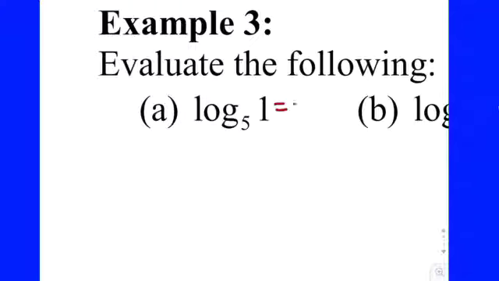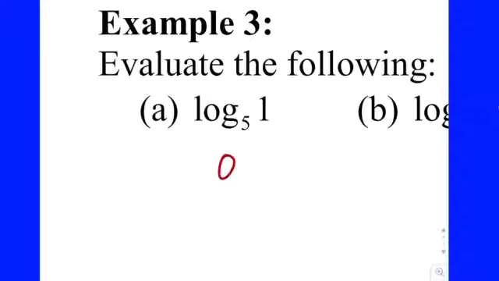We can set it equal to x, and then we can convert it. 5 to what power is 1? Well, the answer is 0, right? 5 to the 0 power is 1. Or we can use that property. If I can write 1 as a power of 5, I'll have it. Well, that's 5 to the 0th power. In fact, any number to the 0 power is 1.